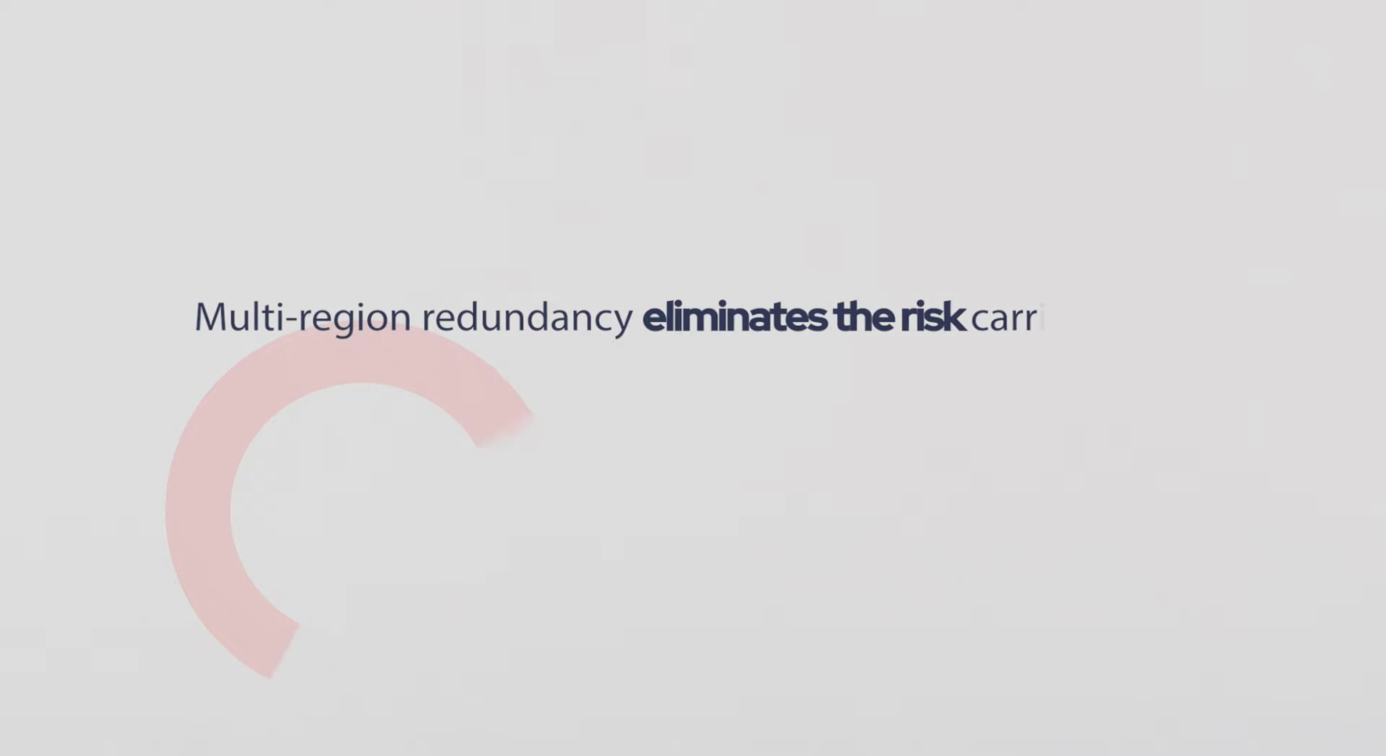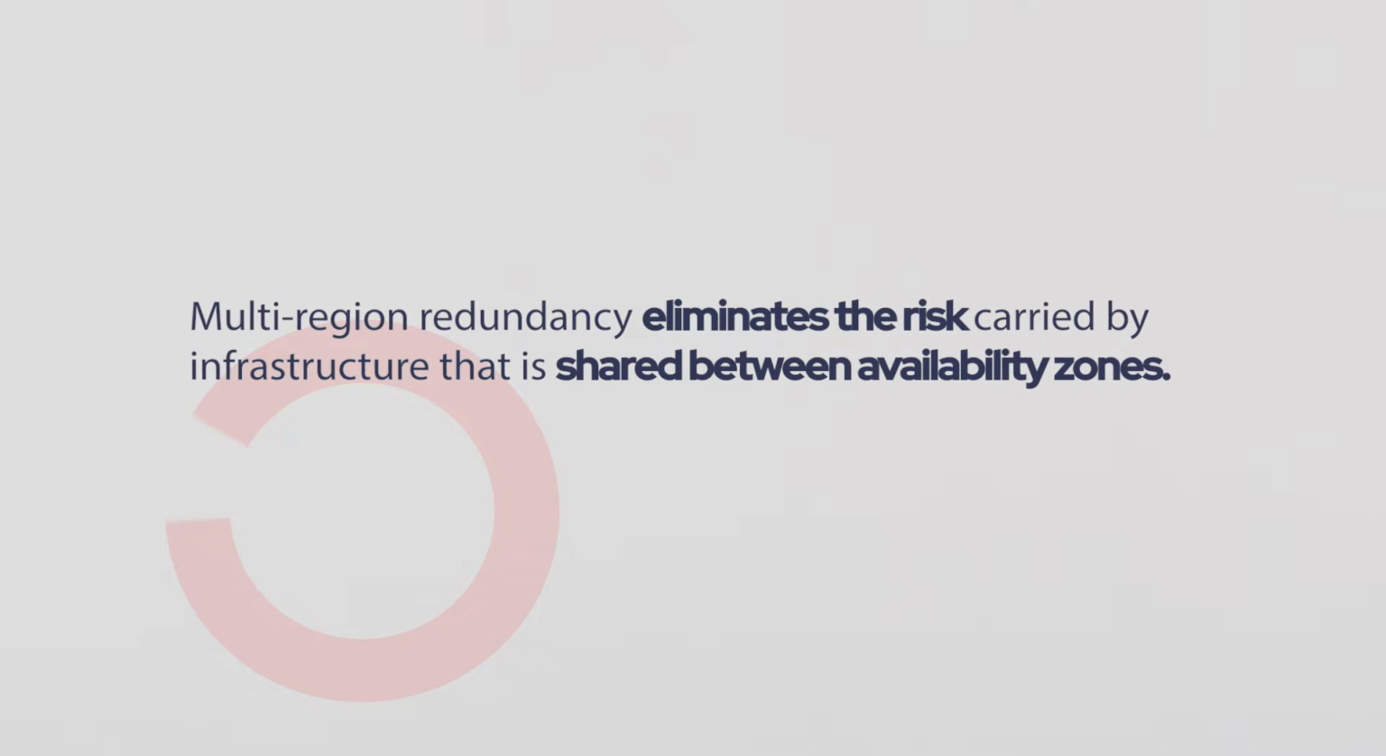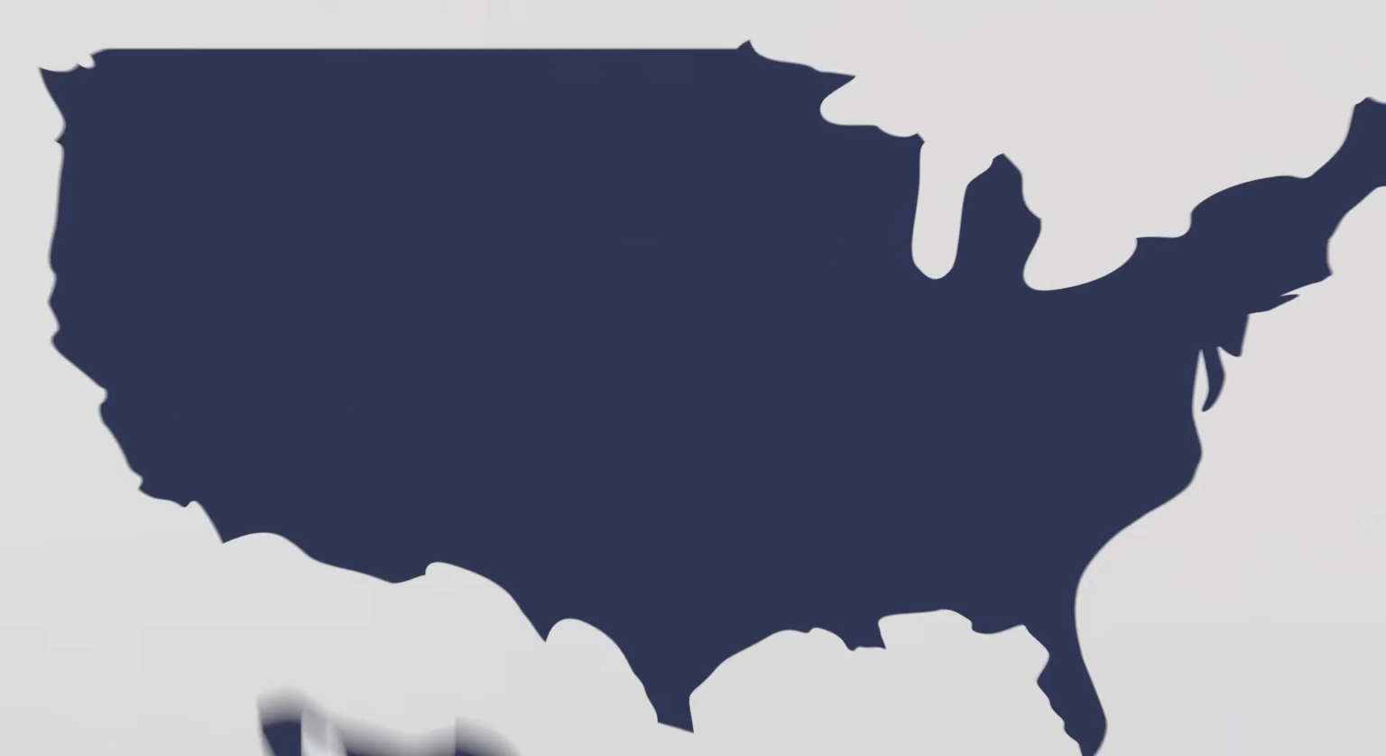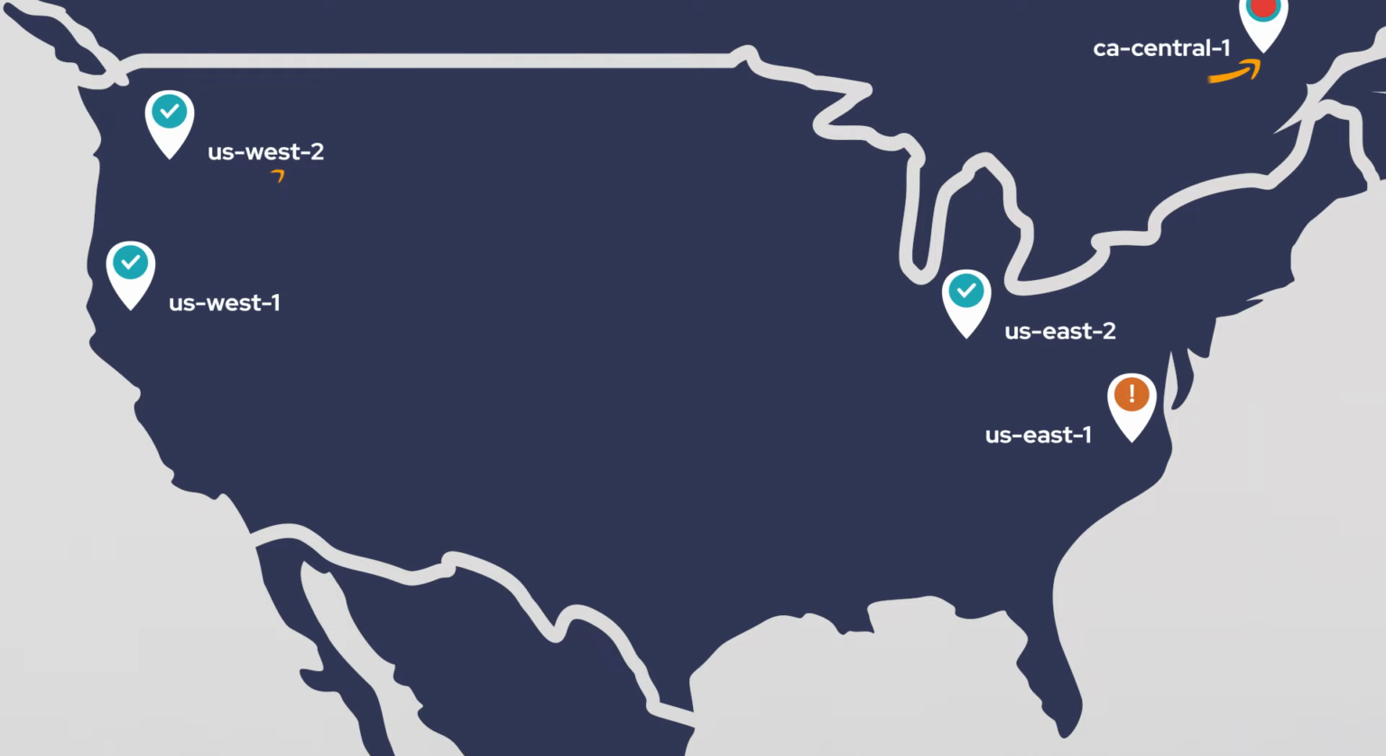The reason to embrace multi-region redundancy is to eliminate that shared infrastructure. Amazon builds each region to be completely independent, so that a failure in one region should never cascade to another. Multi-region gives you resilience to any infrastructure outage in AWS. So how do you achieve multi-region redundancy?